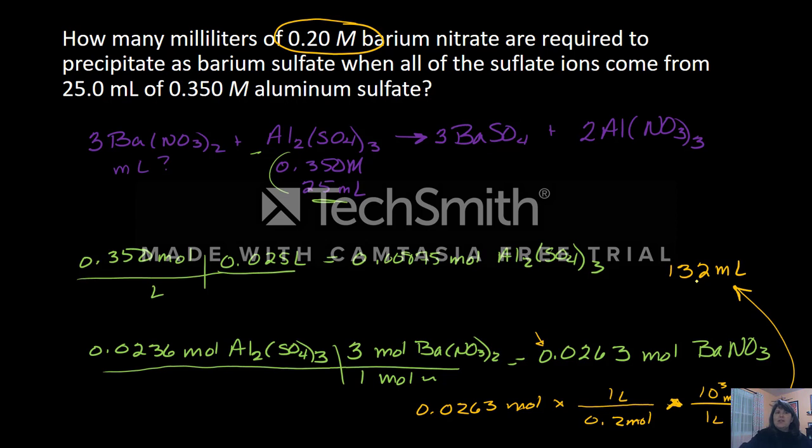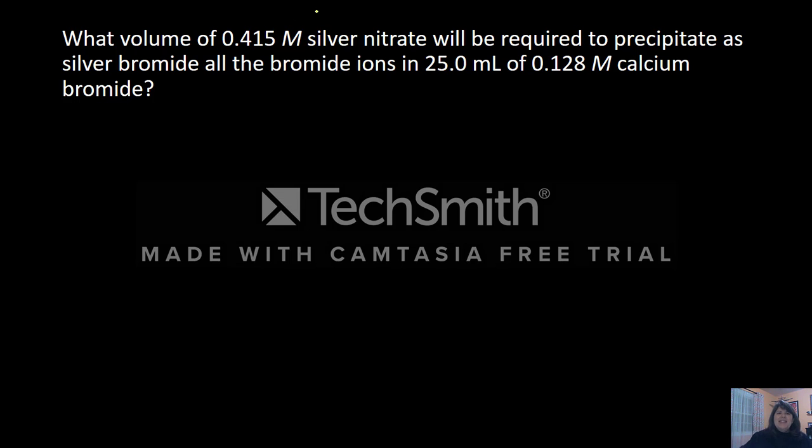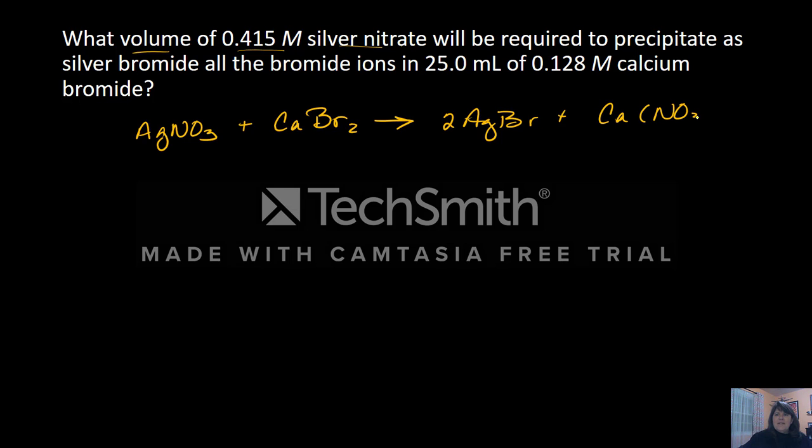Now the next one I'm going to do is identical to this one, but I'm going to do it all in one step. So again, it's a very similar problem. I'm after the volume. I've been given the molarity of silver nitrate. So I'm going to start with silver nitrate. And I'm going to mix it with calcium bromide. And I'm going to convert that to products. So we have 2AgBr plus calcium nitrate. Kind of cheated, I knew that 2 was going to be there, so I'll put a 2 there.